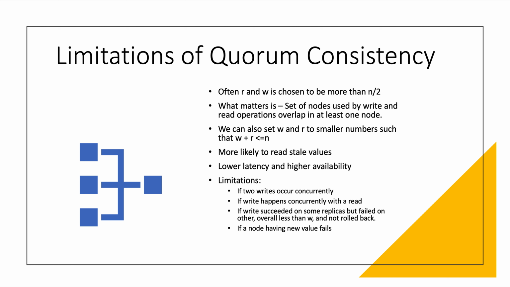Let's assume 2 writes occur concurrently, so it will not be clear which has happened first. In this case, the only safe solution is to merge the concurrent writes. We can pick the winner based on the timestamp, or last write wins. Let's see what happens when a write occurs concurrently with a read. In this case, the write may be reflected on only some of the replicas, and it will be undetermined whether the read returns the old value or the new value.